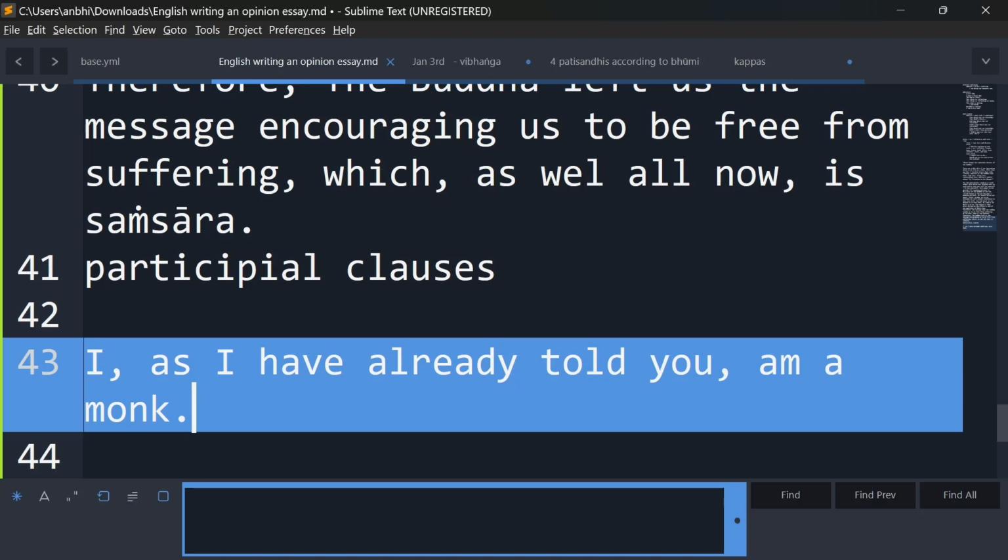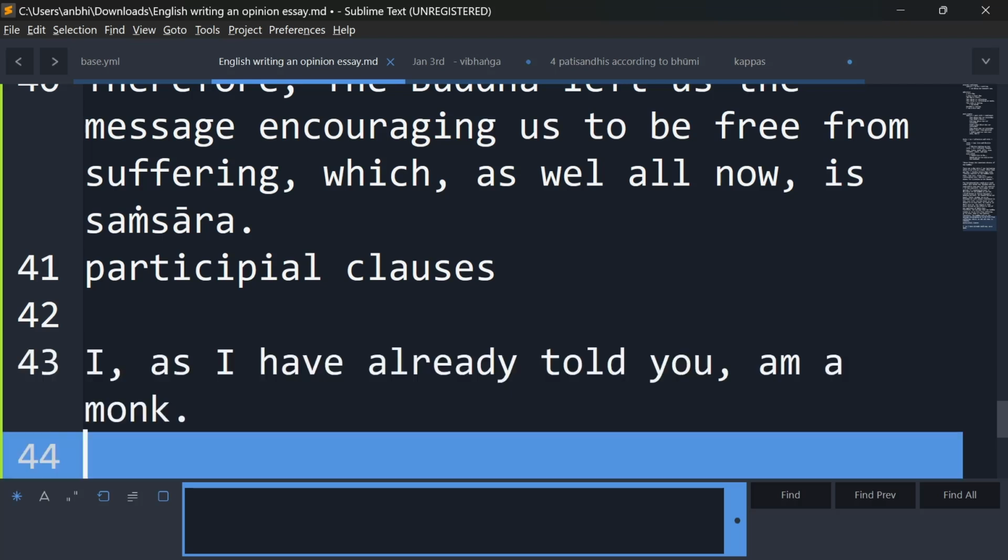If it's too big, it becomes strange. You're separating the subject from the verb. If it's too big, it's not good. You kind of forget the subject. What was I talking about? But to some extent, you can add things, you see? I, as I have already told you, am a monk.